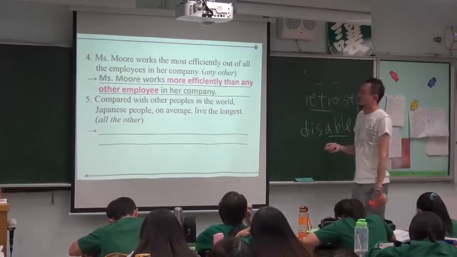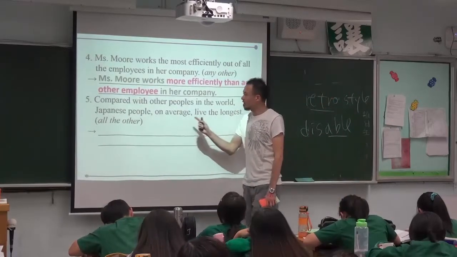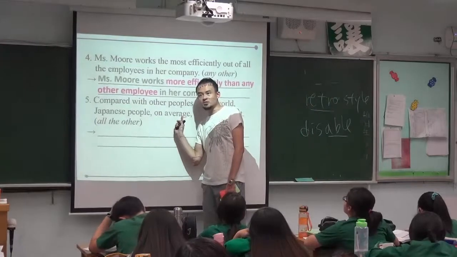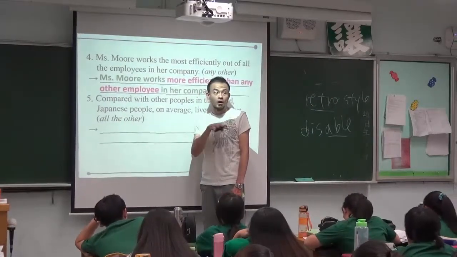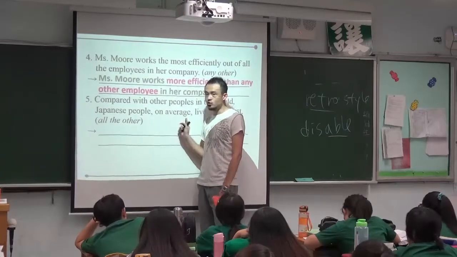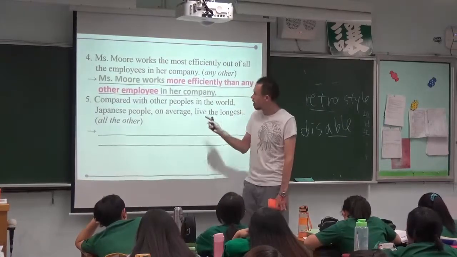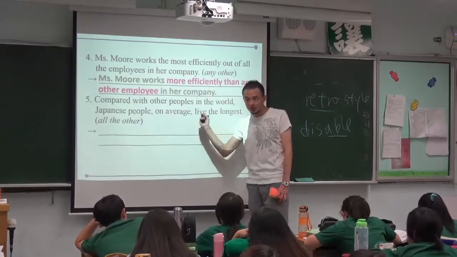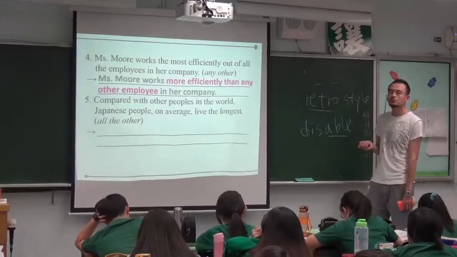Japanese people on average live the longest. Do you know this? But what about "on average"? What does this expression mean? On average. Yeah, means overall. Overall, 整体来说，so on average, 平均来说，所以 you can say like overall, live the longest. On average, live the longest. Is okay?